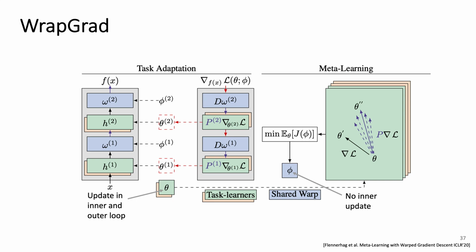Here, we show some different types, like first-order approximation and preconditioned gradient-based meta-learning. So this is the whole thing of gradient meta-learning, with some recent research.